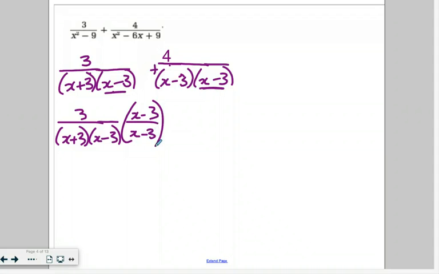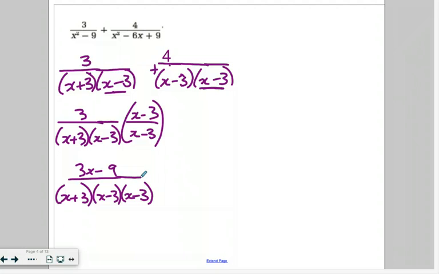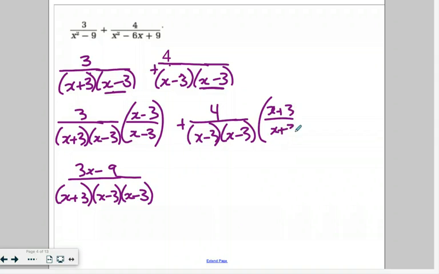Okay, because then if we did that out, you'd end up getting 3x minus 9 in your numerator, and leaving your denominator in factored form, you'd have 1 factor of x plus 3 and 2 factors of x minus 3. Okay? The second fraction already has 2 factors of x minus 3. It just needs the x plus 3. So I would take that fraction, 4 times x minus 3 times x minus 3, and multiply it by that clever form of 1 of x plus 3 over x plus 3. Okay, it's just creating that equivalent fraction.